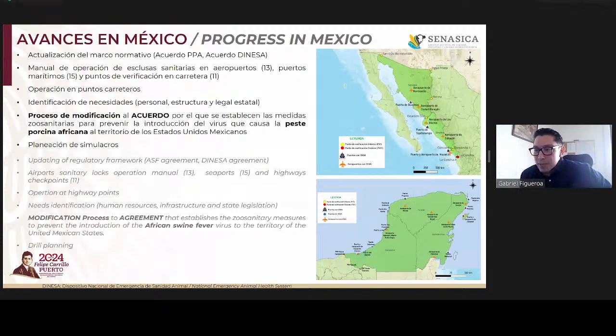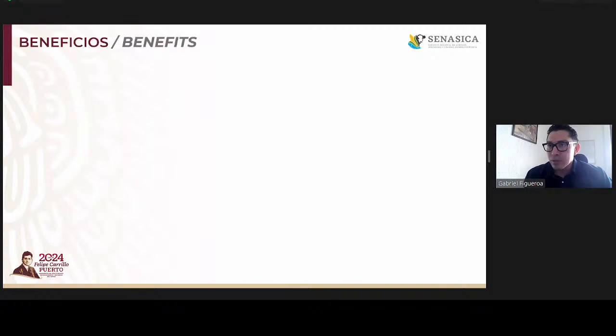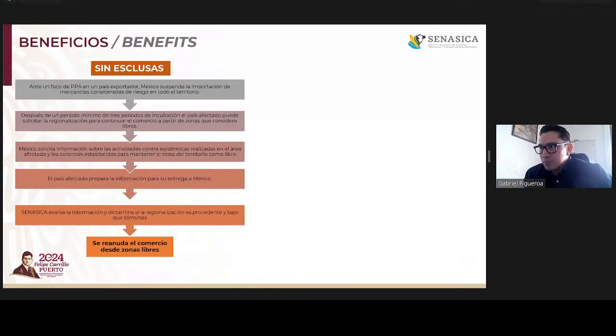And in addition, for 2025, we will start with the application of drills. We are currently on the planning stage, and we're going to have drills when it comes to operations in Sonora, Sinaloa, and Campeche, in order to verify that the system is going to work as planned. What are the benefits, as I mentioned in the beginning? Well, it's the economic aspect.